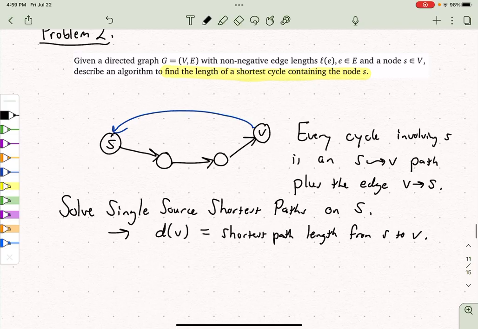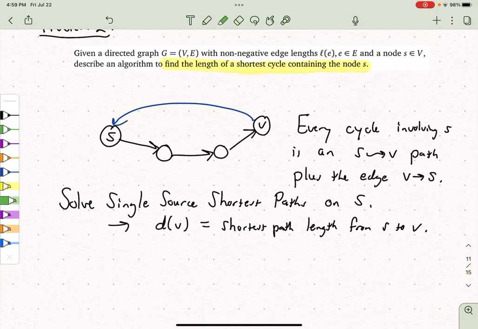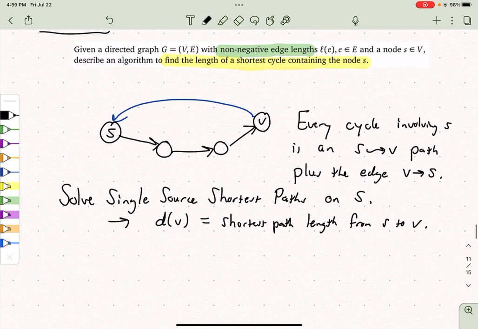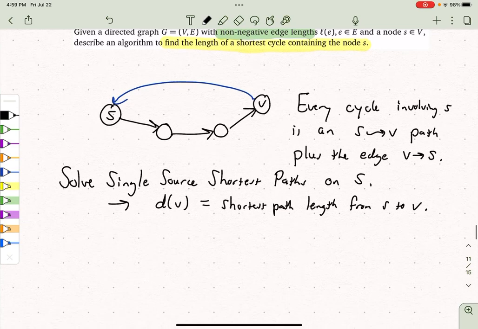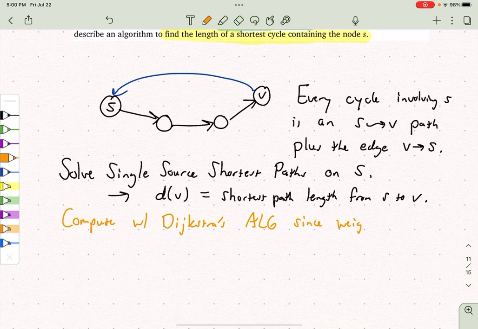In particular, this isn't a DAG or anything, so how do we do this? Well, we know the edge lengths are non-negative, and so the fastest algorithm we have for a general graph with non-negative edge lengths is Dijkstra's. So we're going to compute this with Dijkstra's algorithm, since weights are non-negative. And so that will take E log V time.